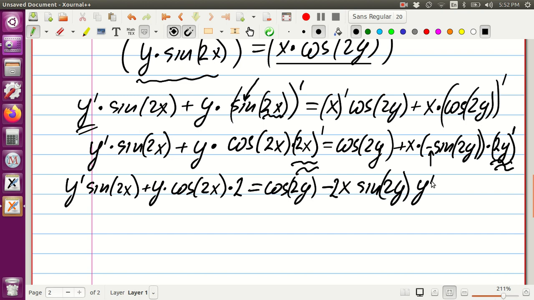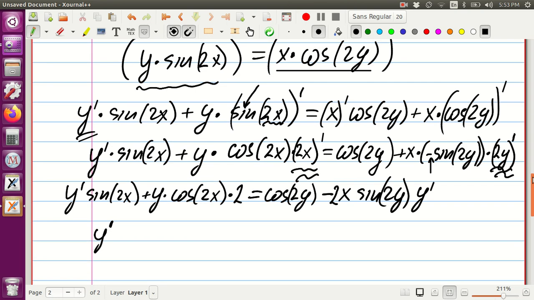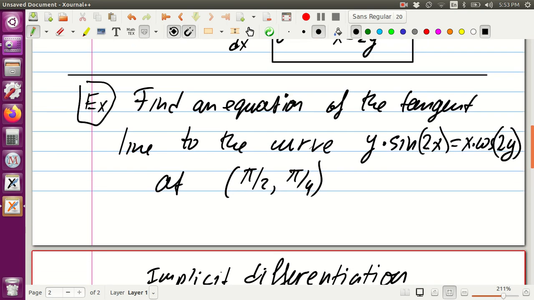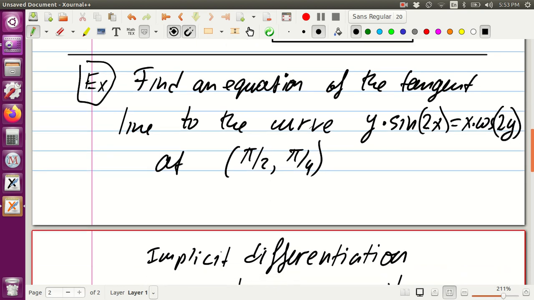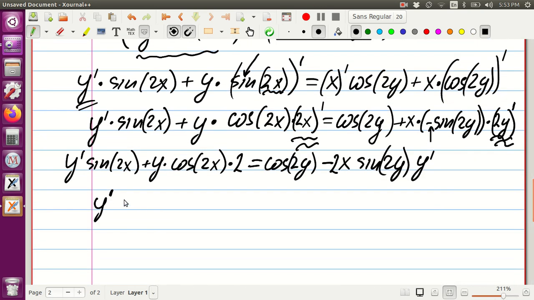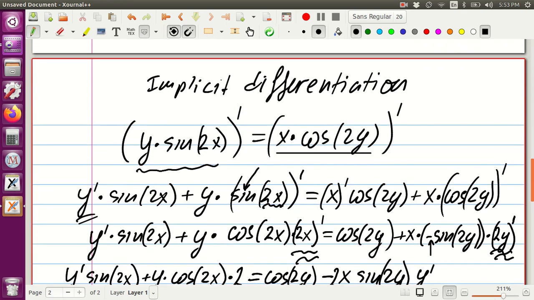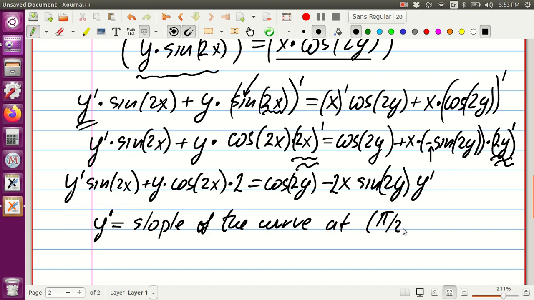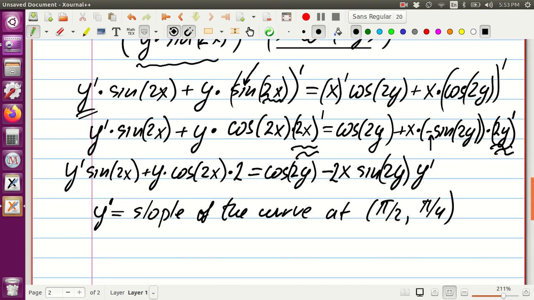Finally, we have to find y prime. Why do we want to find y prime? Because our exercise asks us to find the equation of the tangent line. So we want to find y prime because y prime is the same as the slope of the curve at pi over 2, pi over 4. So let's try to solve for y prime.